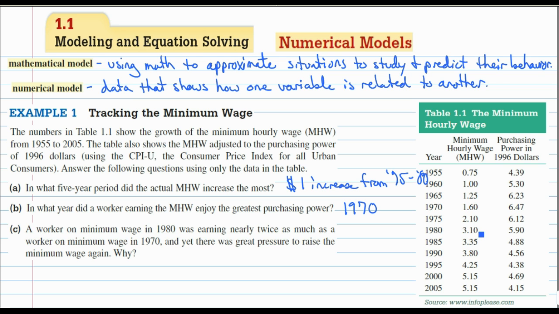So to me, that implies I need to look at the other column, because if we doubled the minimum wage, it's not about how much the minimum wage went up. It's probably about what happened to the purchasing power. And yep, sure enough, there you go. From 1975 to 1980, the purchasing power actually dropped and kept dropping. Look at that. Kept dropping. So we needed to raise minimum wage to catch up with the fact that the dollar was losing its value. So let's see. The question was, why was there pressure to raise the minimum wage again? Because the purchasing power was dropping.